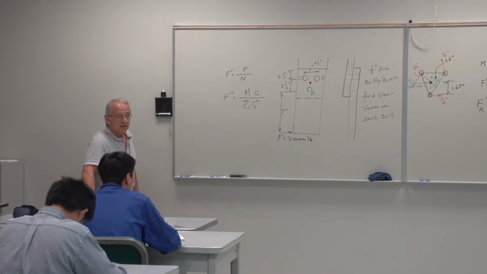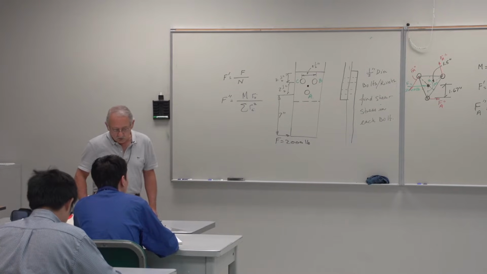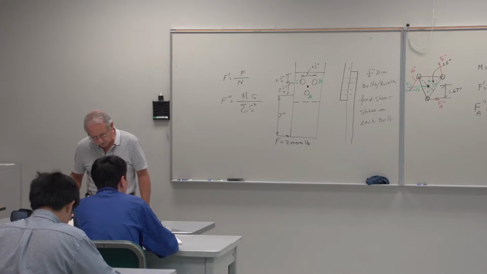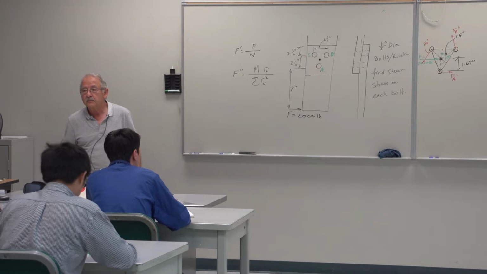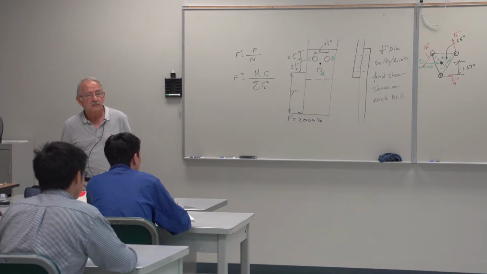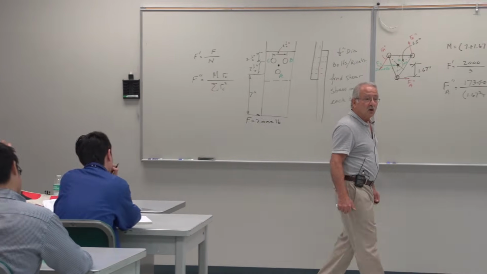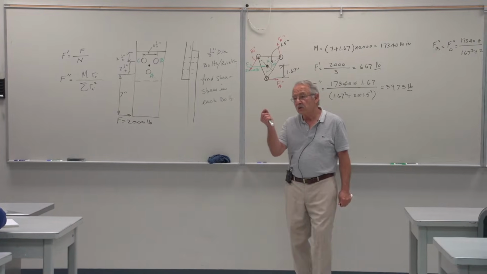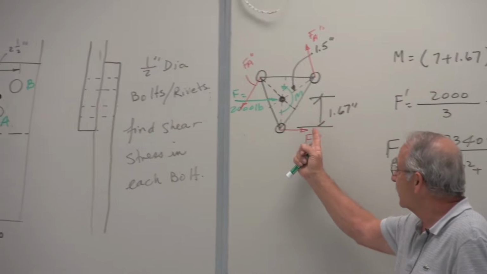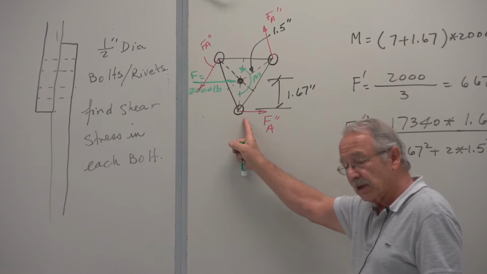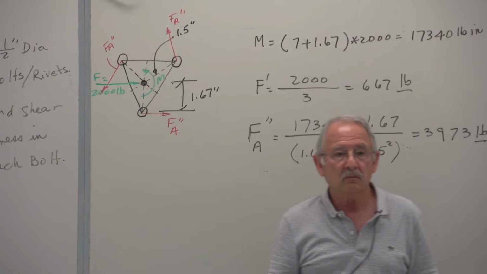That, by the way, is not a free body diagram. It's the effect of the moment on the forces. So which one of these rivets or bolts is going to carry the most load? A, because both the primary force coming from this 2,000 pound load, in that direction, and the secondary force coming from the moment, are both in the x direction, so they add.